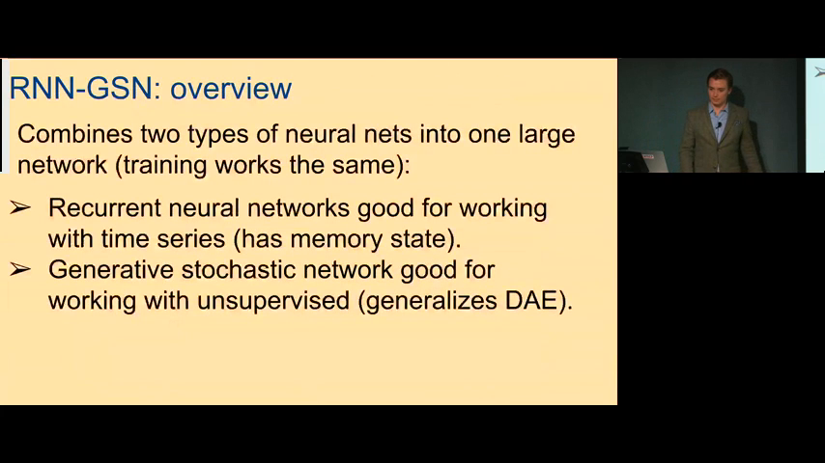Now, how do you make something really complex? The RNN-GSN is stuff that I've been researching for my master's thesis, and it's basically a way to combine two different networks that are good for two different things. So a recurrent neural network, as you might know, is good for time series data because it has some sort of internal memory that changes over time.